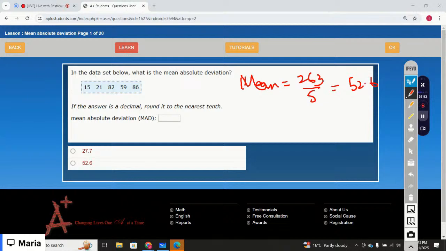Now I'm going to subtract the mean from each value. So start with the first one, that is 15 minus 52.6. I'm just doing the calculations. 15 minus 52.6 is negative 37.6. Then 21 minus 52.6 is negative 31.6, then 82 minus 52.6 is 29.4.